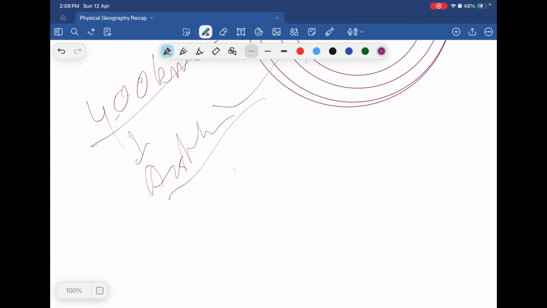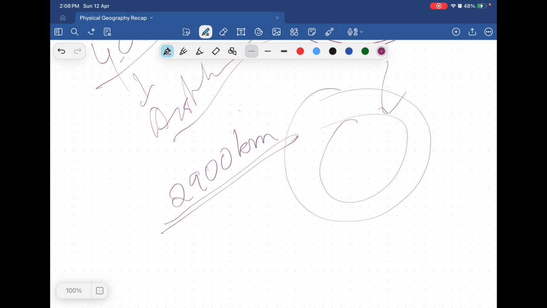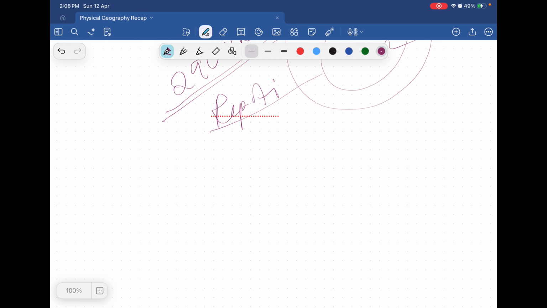The mantle itself is divided into outer mantle and inner mantle. The outer mantle is made up of liquid, the inner mantle is made up of solid, and the end of the inner mantle is at 2900 kilometers. So the mantle extends to a depth of 2900 kilometers. The discontinuity between the outer mantle and the inner mantle is known as the Repetti discontinuity.